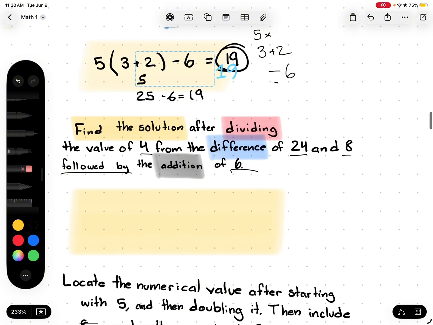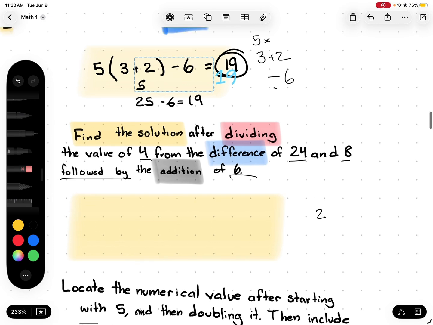We know that 24 and 8 are being subtracted because difference is subtraction. We know that we are dividing by the value of 4. And we know that we are adding 6 at the end. So how would we know which is which? We know that after dividing 4 from the difference, which means we have the difference and we're dividing by 4. So we'll start by writing down our difference, which is 24 minus 8.